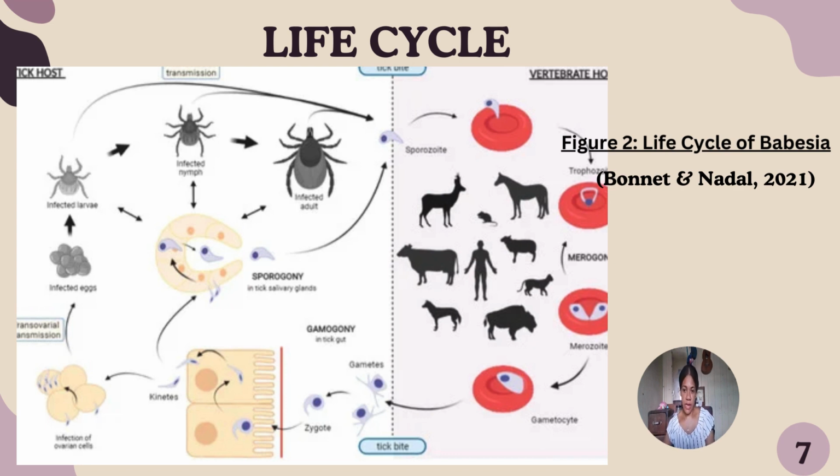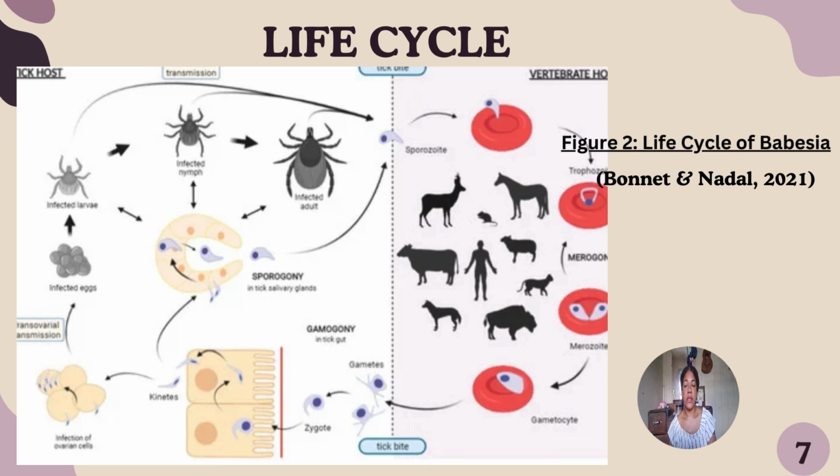Once it's in the salivary gland, it becomes sporocytes. These sporocytes continuously develop within the salivary glands, forming specialized organelles. Once fully developed into sporocyte organelles, it is transmitted by the tick during a blood meal. So when the tick has attached itself onto the human host or vertebrate host, it is transmitted during a blood meal, as the sporocytes are then introduced into the host.